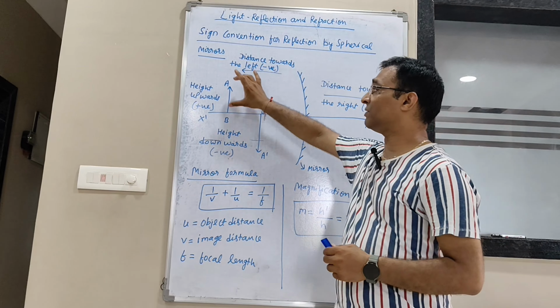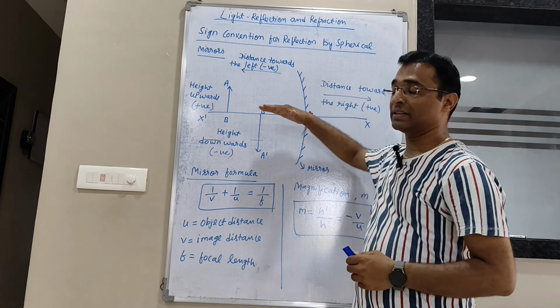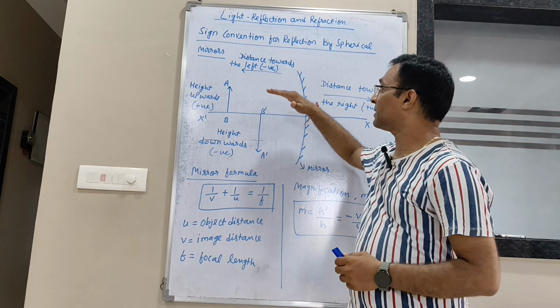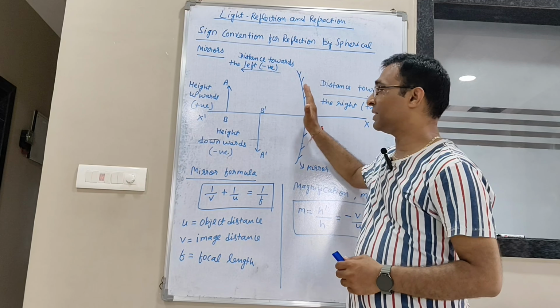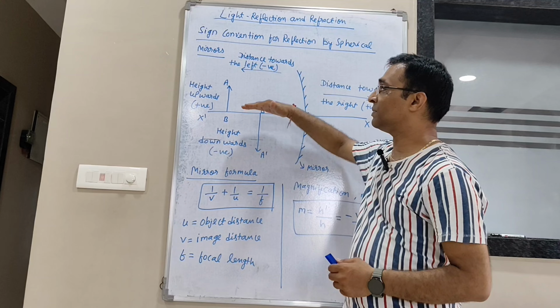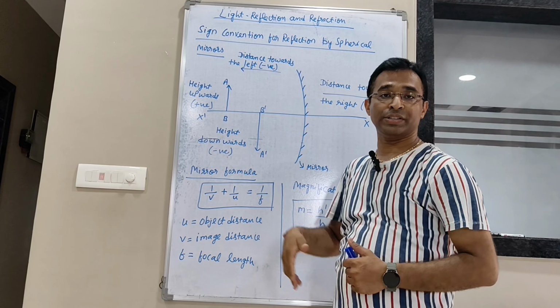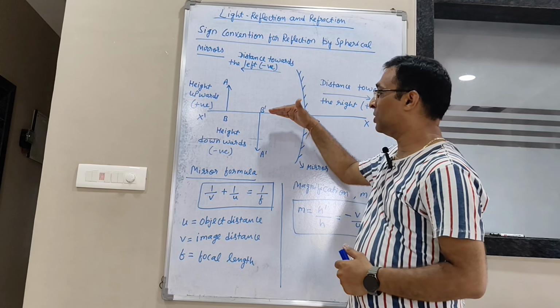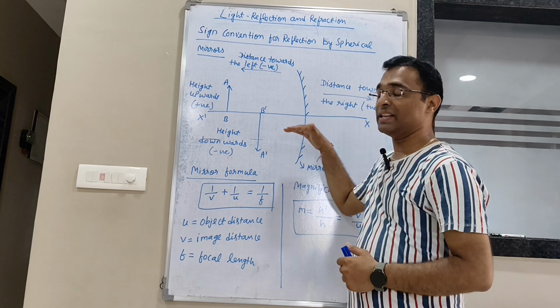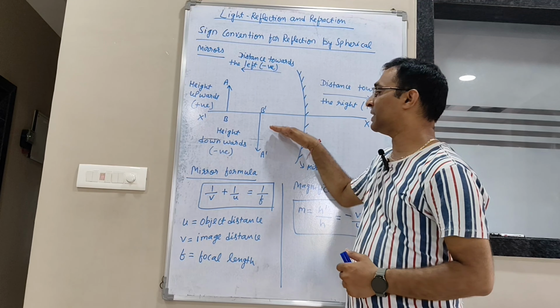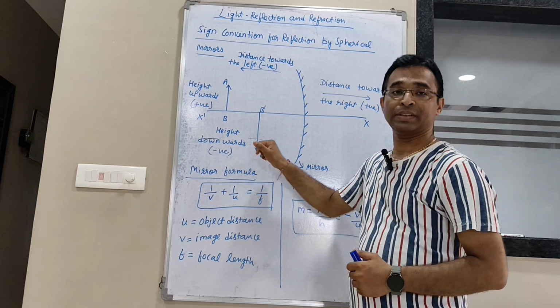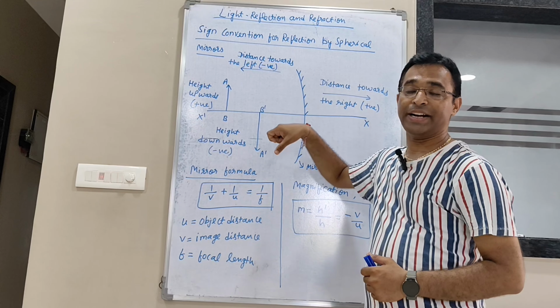First one, height of the image. This is the axis, and here is the mirror. If anything is measured above the principal axis, it is taken as positive, and if anything is measured below the principal axis, it is taken as negative. So these are about the height.